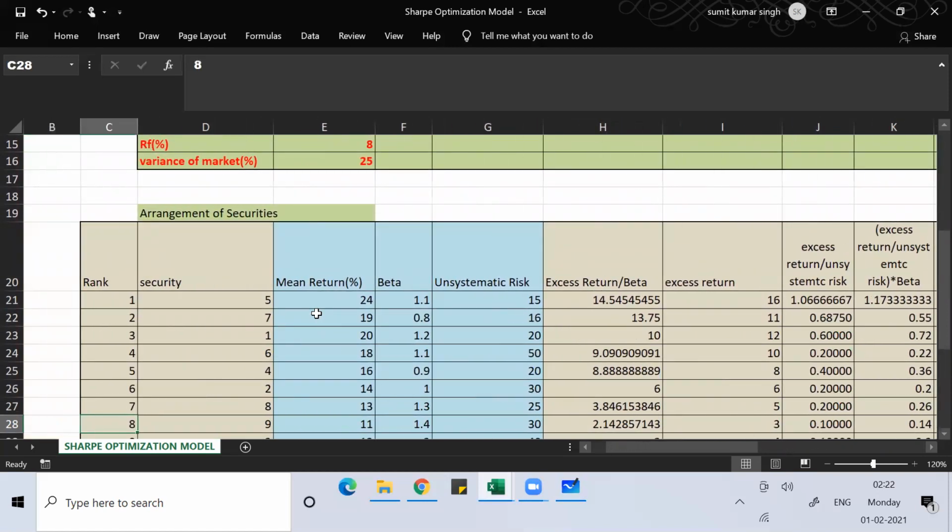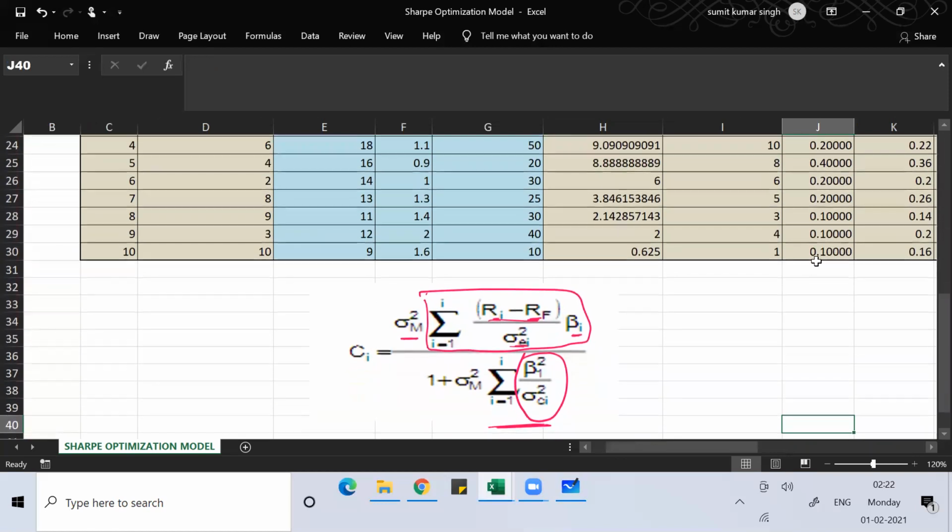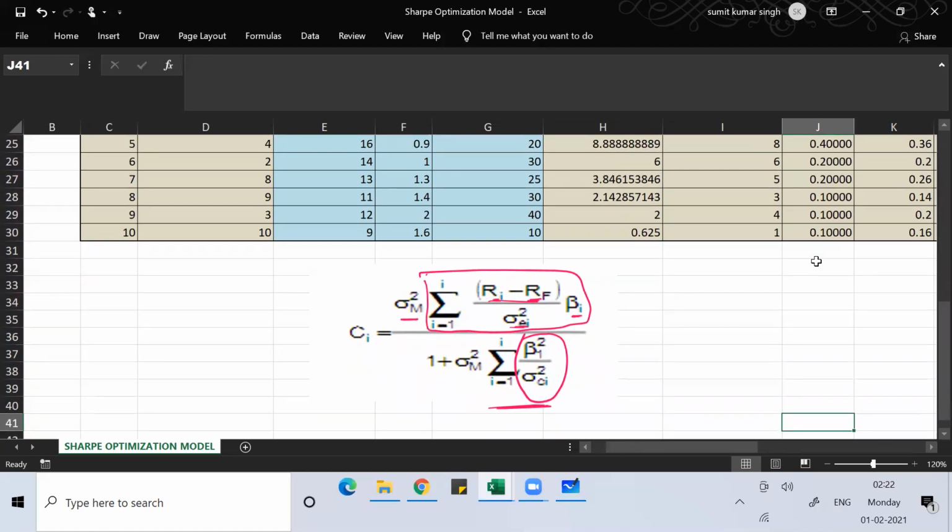Once we understand that part, the other data like mean return, unsystematic risk, and beta is all given. Excess return by beta you already found. Now you need to focus on the formula of cutoff rate. If you want, you can note it down.